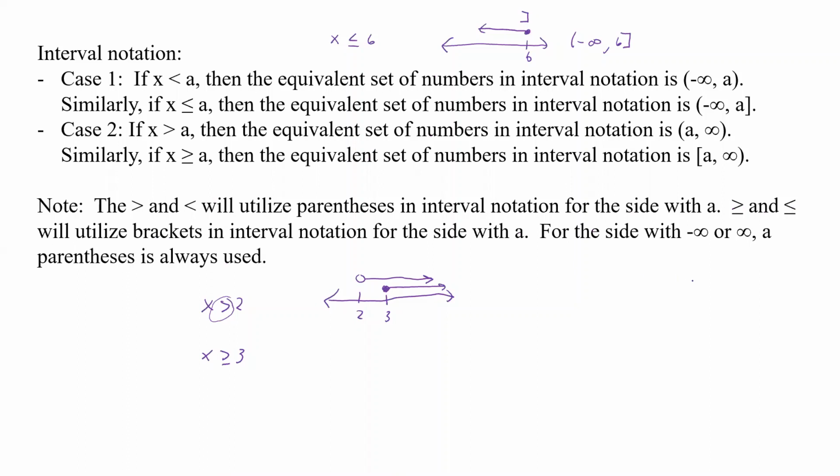Okay. Now, whenever we have the infinity, no matter if it's the negative infinity or the positive infinity, we always use the parentheses, as we can see up above here. So, the strictly less than is a parenthesis, the strictly greater than is a parenthesis, the less than or equal to is a bracket, and a greater than or equal to is a bracket. Okay.